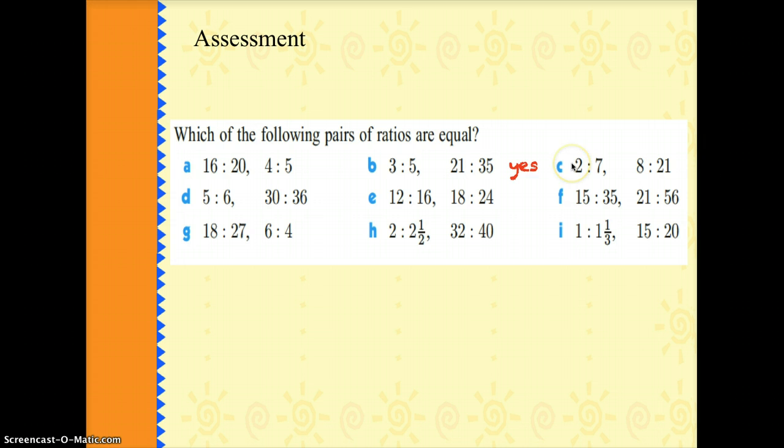Okay, let's move on to letter C. Is 2 to 7 equivalent to 8 is to 21? Let's check. 2 becomes 8 by multiplying by 4. So let's try and multiply 7 by 4. 7 times 4 should be 28, not 21. So that means 2 is to 7 is not an equivalent fraction of 8 is to 21. Now, I would like you to pause the video and answer the rest of the questions and problems. And we will check it in the classroom.